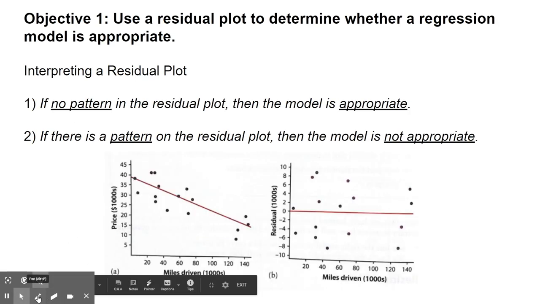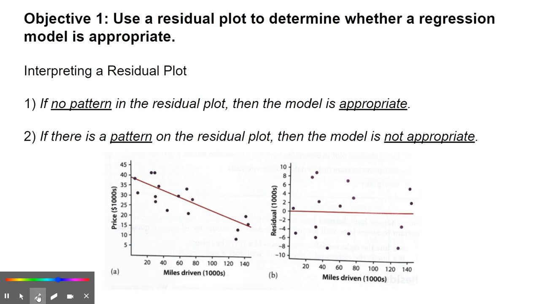Okay, so here we have this idea of interpreting a residual plot. So first of all, let me just show you down here. So down here, this right here, this is the scatter plot. Okay, so if you remember, this was the miles driven and price of a car. So this is the data, the dots with the regression line through them. Okay, this over here, this is called a residual plot.